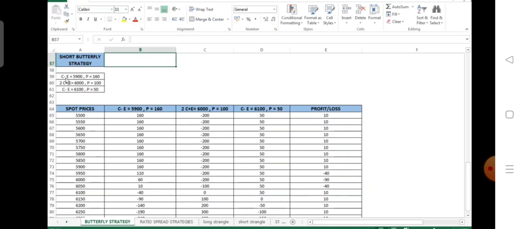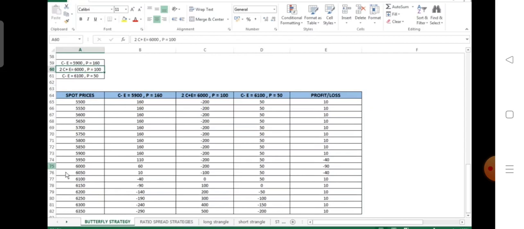Since it's a short, we sell a call at 5900 and sell a call at 6100, and purchase two call options of the middle strike price, that is 6000. Okay, let us have a look at the payoffs. These are the different spot prices.